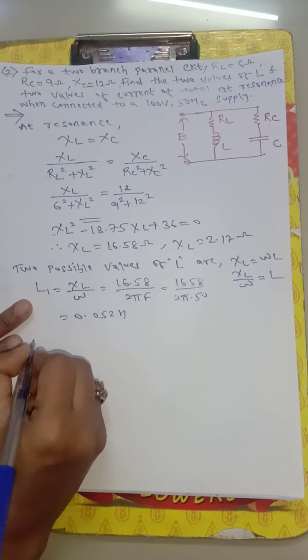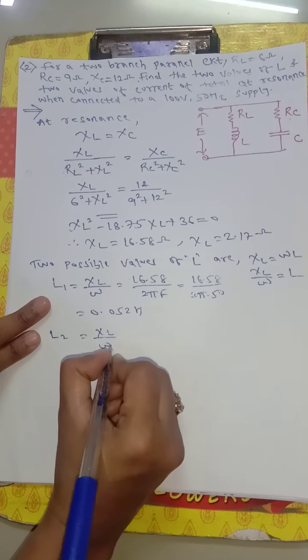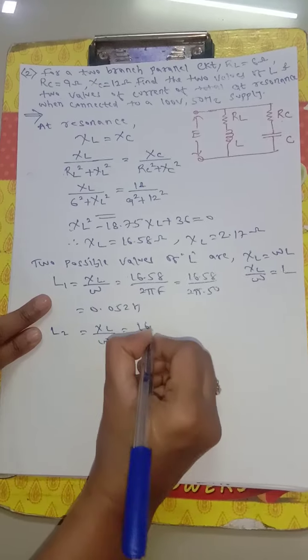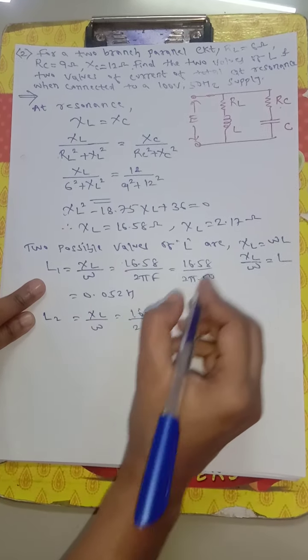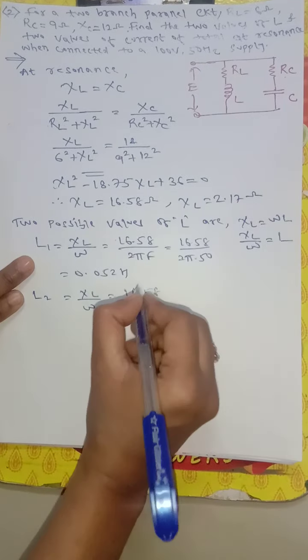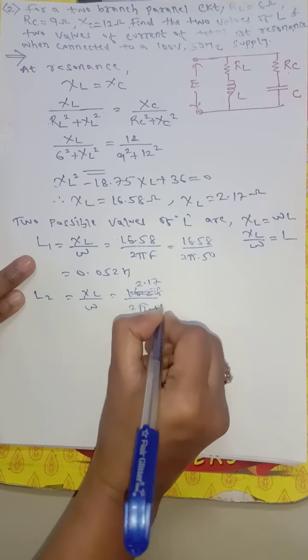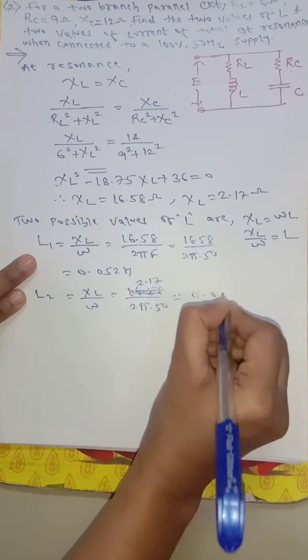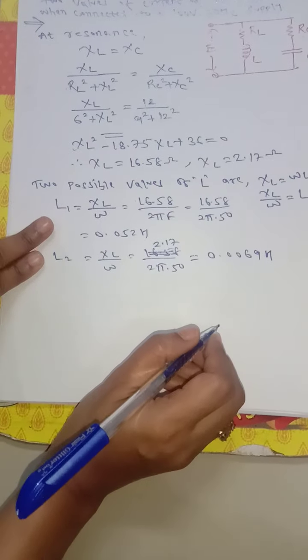0.0528 Henry. Similarly, find out L2 is equals to XL by omega. So here it will be 16.58 divided by 2, not 16.28. Here will be my second value, that is 2.17. So 2.17 divided by 2 pi into 50. So you will get 0.0069 Henry. So the unit of inductor is Henry.